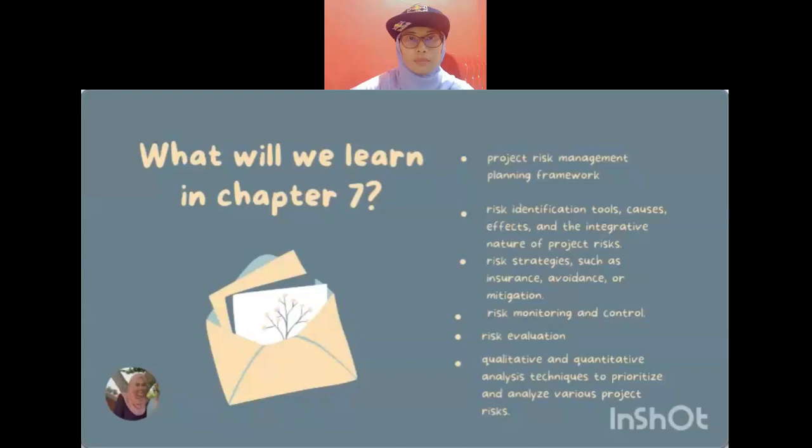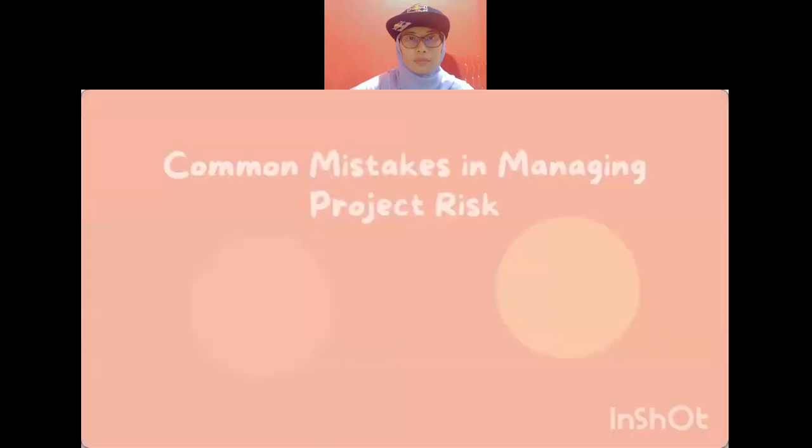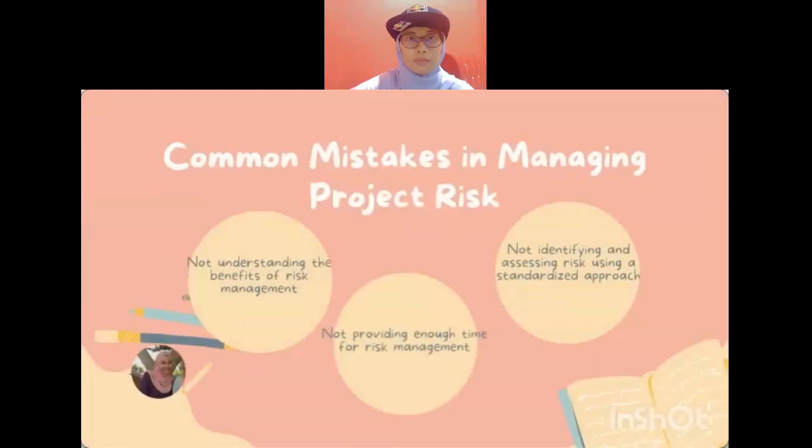And we should also learn about the risk strategies such as insurance, avoidance, or mitigation, and risk monitoring and control, risk evaluation. And lastly, we should be able to understand the qualitative and quantitative analysis techniques to prioritize and analyze various projects' risks. Now, why do we need to know the proper project risk management? Because it will help us identify, understand, and respond to threats and opportunities.